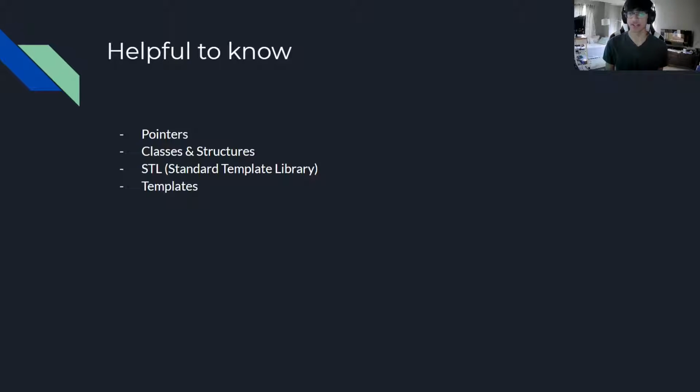The next thing is classes and structures. That's something that would be very helpful, and I'm also going to be making a lesson on that. In fact, classes and structures is one of the more helpful things in this series, but I will be explaining them as we go on through the series. Next thing is the standard template library.